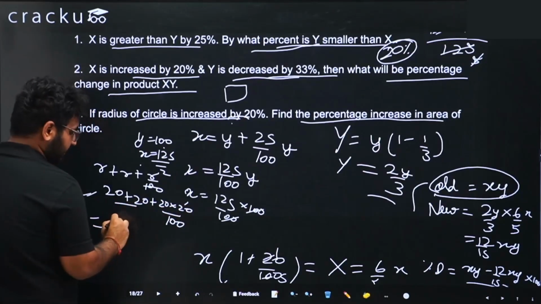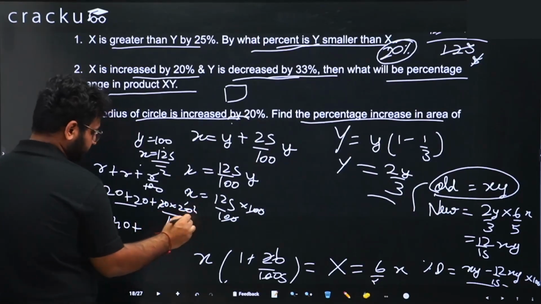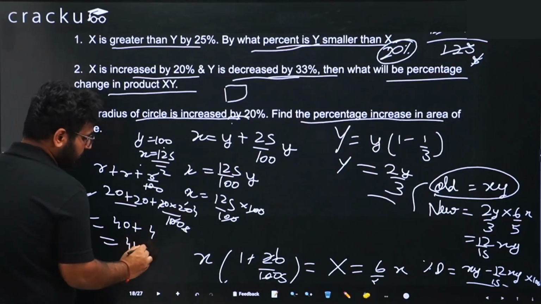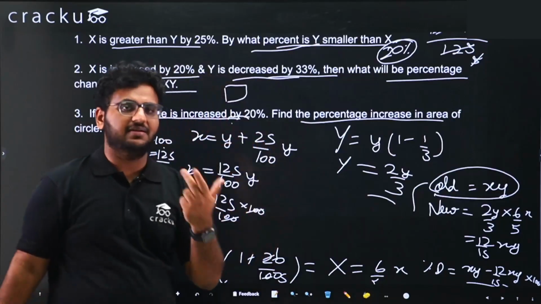So 20 plus 20 is what? 40 plus 20 into 5, 4s are. So net increase will be 40 plus 4, which is 44%, which we did with another method also. So this is the second method.